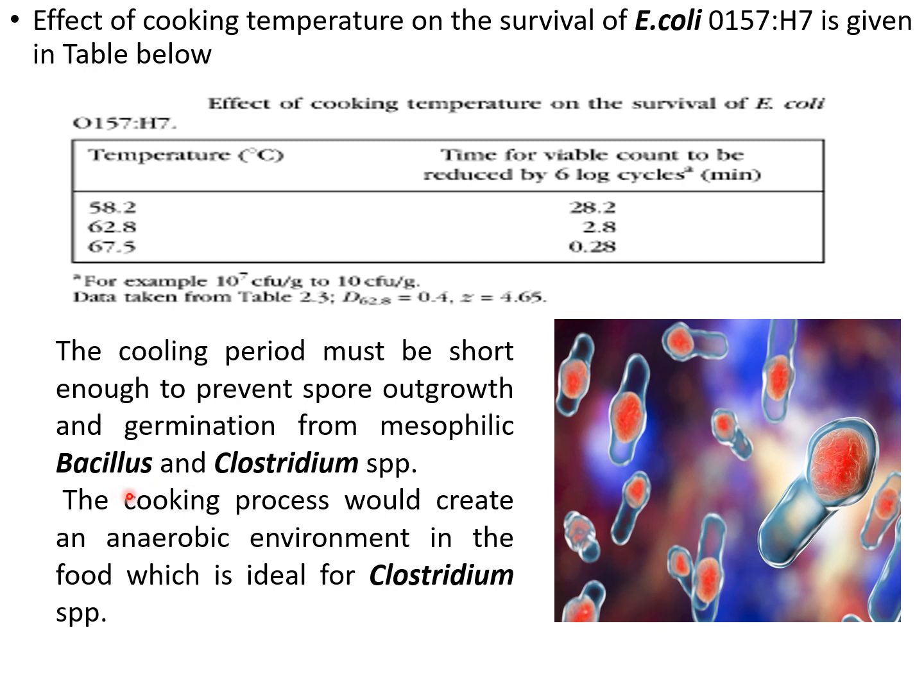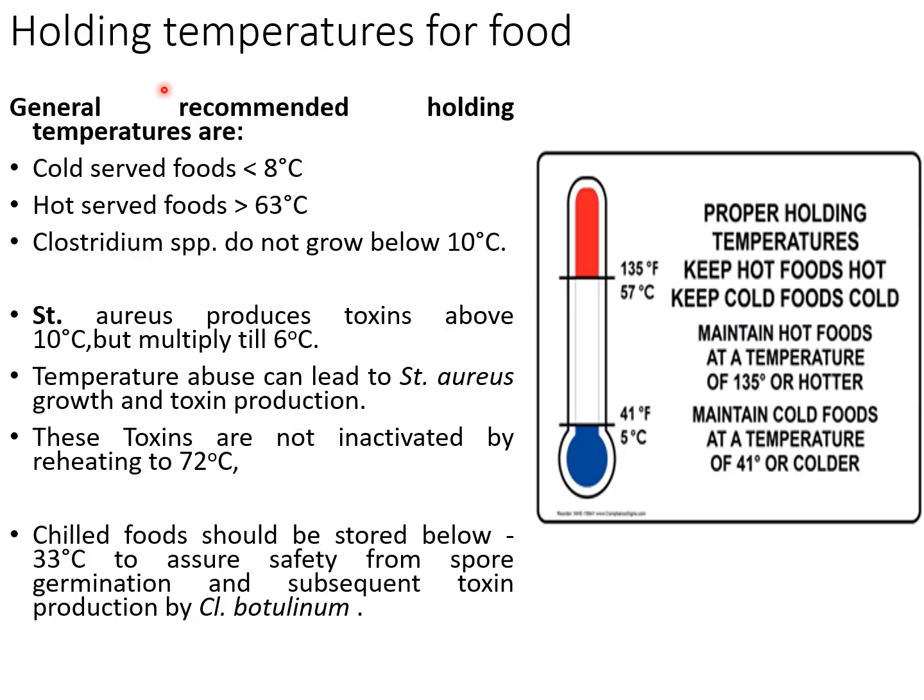So it has to be very much short to prevent spore outgrowth and germination, mainly of mesophilic bacteria like Clostridium and Bacilli. The cooking process also creates an anaerobic environment, and that environment is ideal for Clostridium species. So you have to definitely think about cooking temperature and again the cooling period that you are exposing the food to.